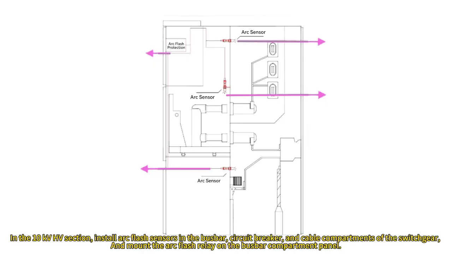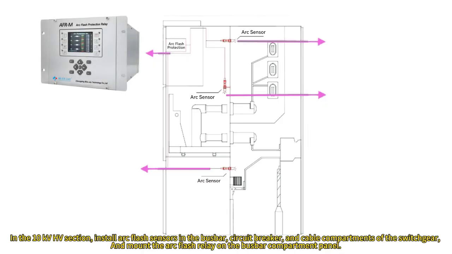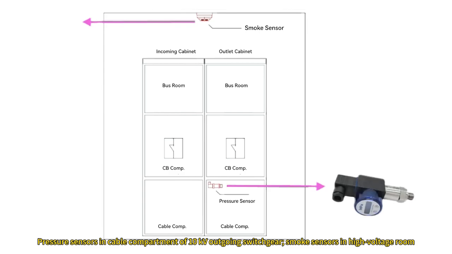In the 10 kV section, install arc flash sensors in the busbar, circuit breaker, and cable compartments of the switchgear, and mount the arc flash relay on the busbar compartment panel. Pressure sensors in the cable compartment of the 10 kV outgoing switchgear. Smoke sensors in the high voltage room.